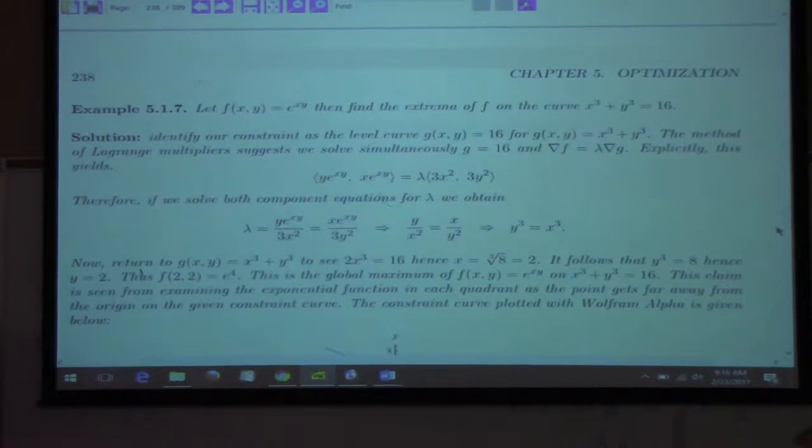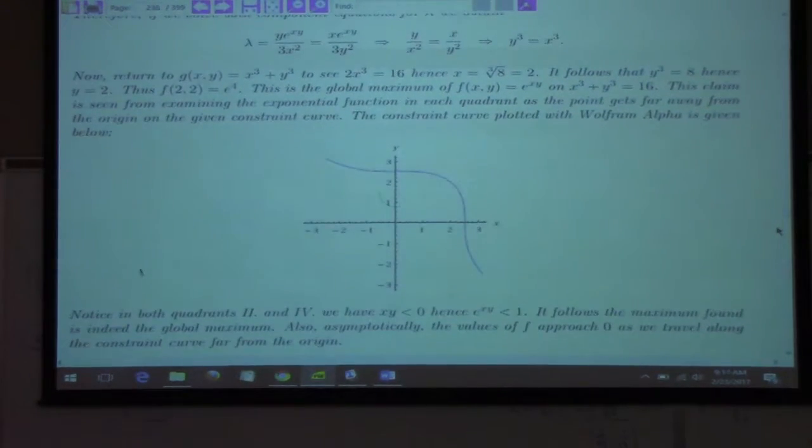But this curve is not compact, right? So the method of Lagrange multipliers actually finds for us a maximum, but not a minimum. Now, how do I know it's the maximum? It requires further analysis, really. So 2, 2 is this point right here, and it's the maximum because you can think about this, right?